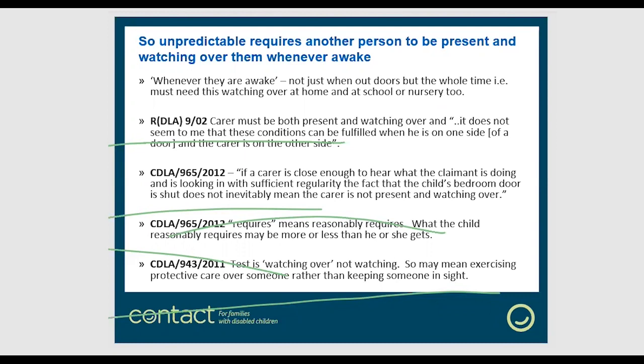It's also been pointed out in another case that the test is actually watching over, not watching, and that watching over is possibly more a matter of exercising protective care, of being around to supervise the child, rather than physically being in the same room and keeping the child in your sight. So there's disagreement here between judges about exactly how tightly this test should be applied.